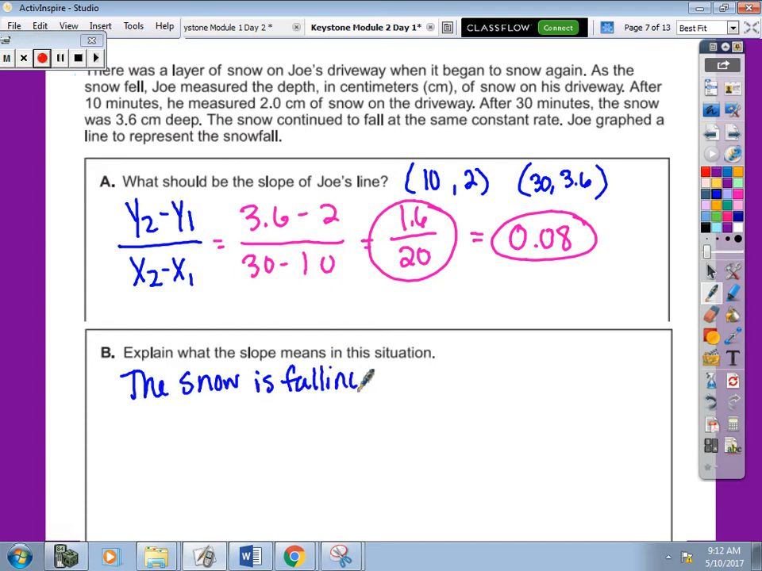And I always like to elaborate. Snow is falling at a rate of 0.08 centimeters. And you could say every minute or per minute.